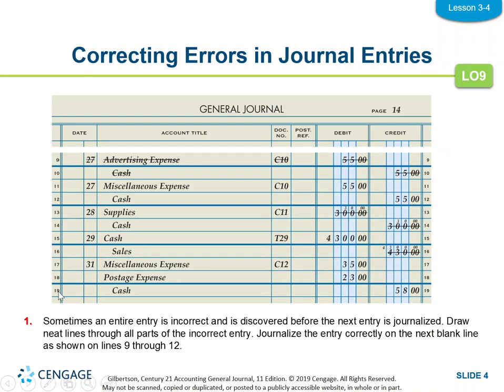Now, to correct errors in a journal, sometimes the entire journal entry is incorrect, and you discover that before the next entry is journalized. Basically, you just draw neat lines through every part of the transaction. You go down to the next line and start the transaction over again.